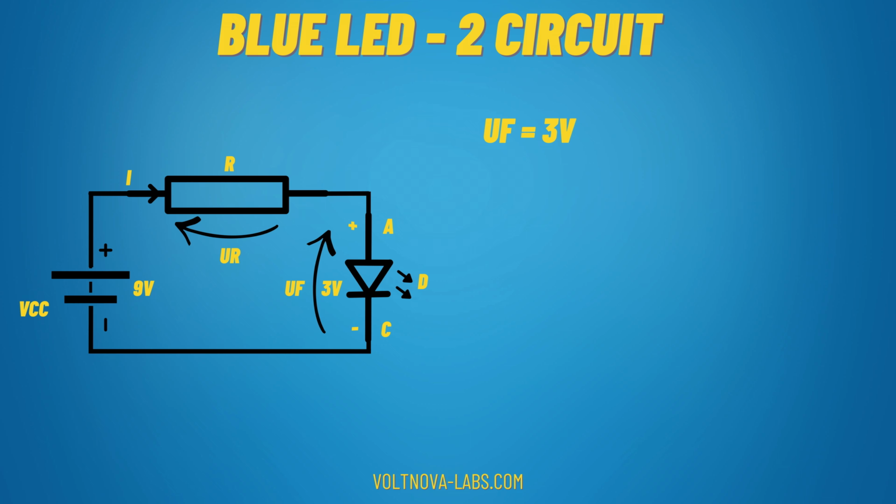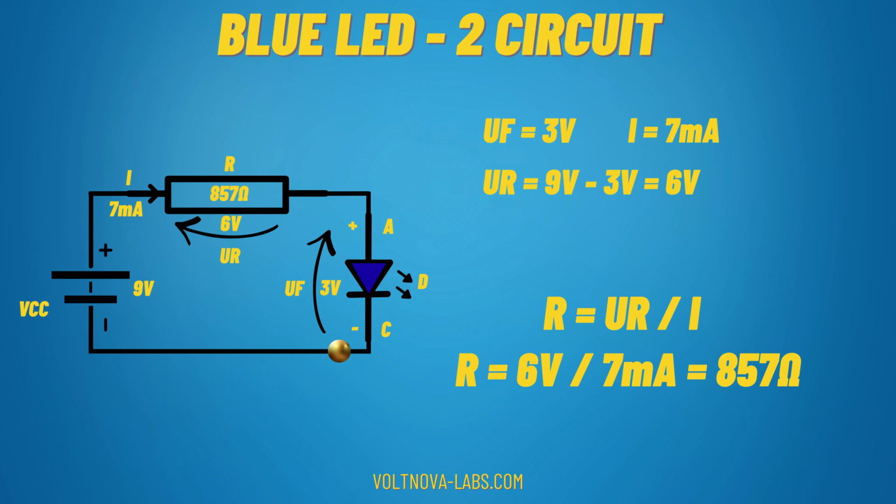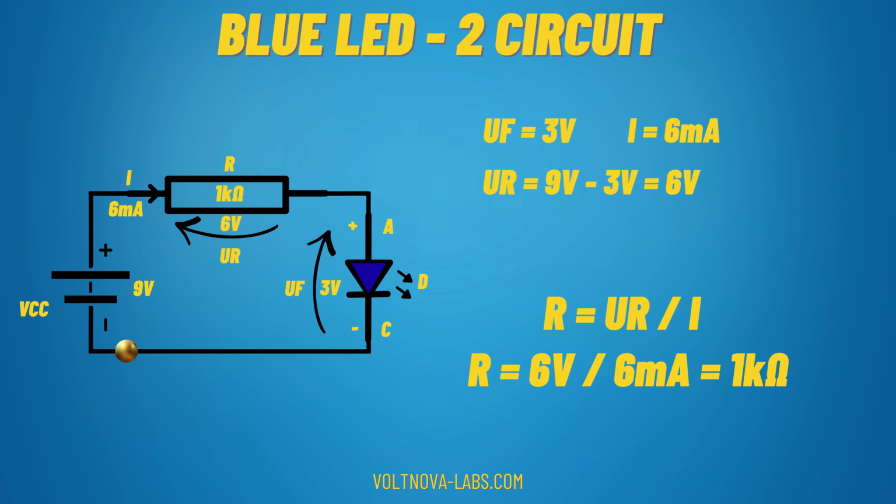Now let's move on to the second one and calculate it in the same way. The only thing we need to change is the voltage drop value for the blue LED, and it's approximately 3 volts to make the calculation easier. Pause the video now and calculate what this resistance will be. I got 857 ohms for 7 milliamperes, but we don't have this resistor value and it won't be a problem if we solder in a 1k ohm resistor instead. The current value will then be approximately 6 milliamperes, so we are still within our chosen range.